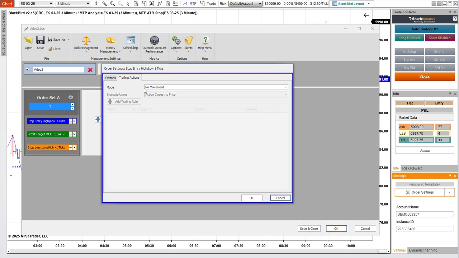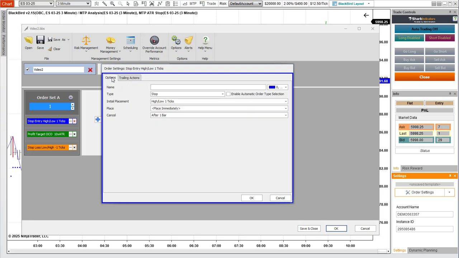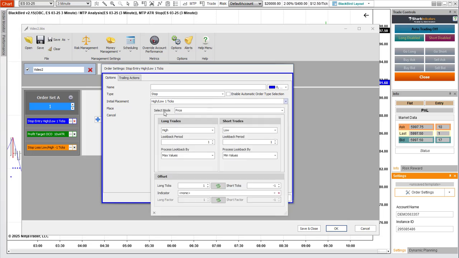So if I go back to initial options, I tend to have it where we're placing a stop when the entry trigger or signal trigger happens. If we look at the initial placement, this is the main one to look at. For long trades, you want to be looking to buy one tick above the high of the entry bar.